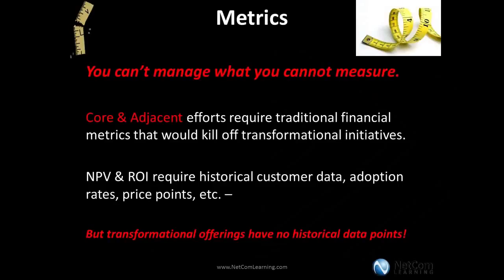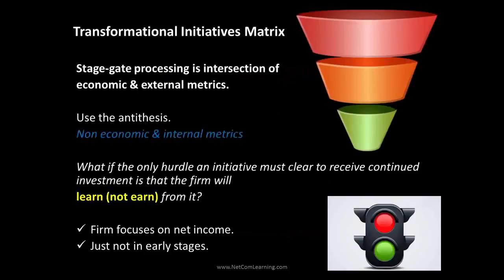So you can't manage what you can't measure. So we have to come up with a way to measure transformational innovations to decide if we should continue funding them as we go forward. Now again, for core and adjacent efforts, those require traditional financial metrics that would kill off most transformational initiatives: customer data, adoption rates, price points. But again, transformational offerings have no historical data points. So stage gate processing is the intersection of economic and external metrics.